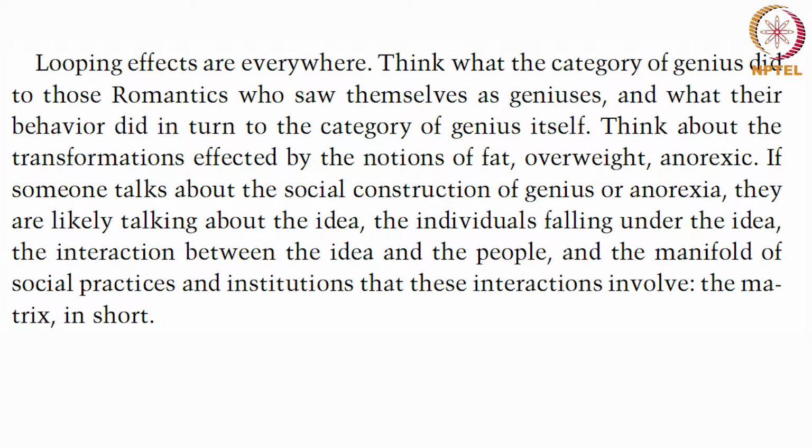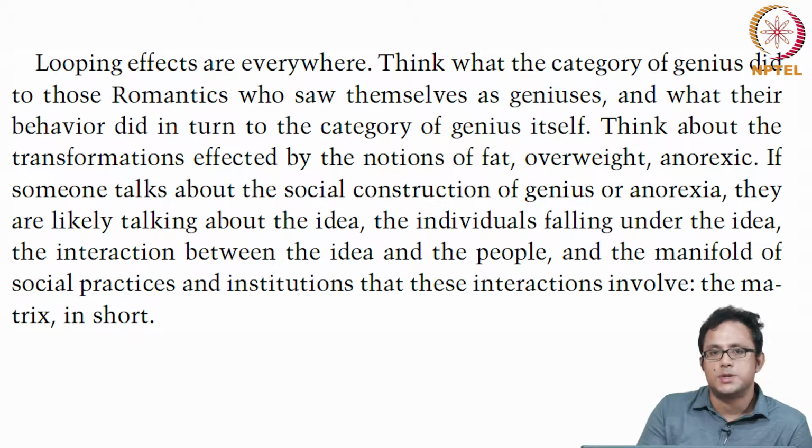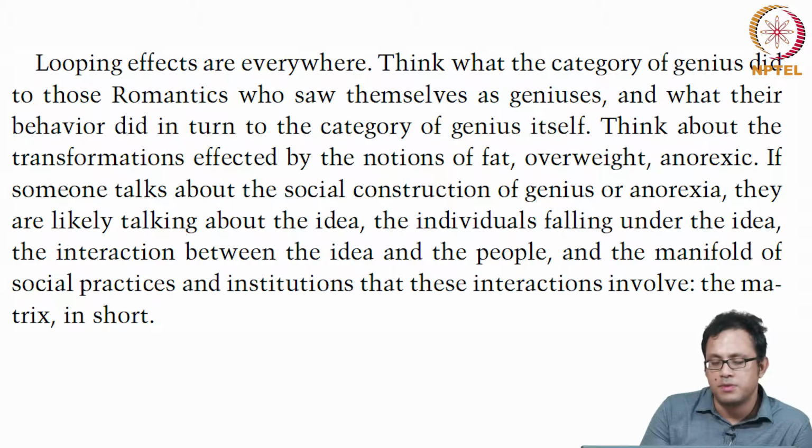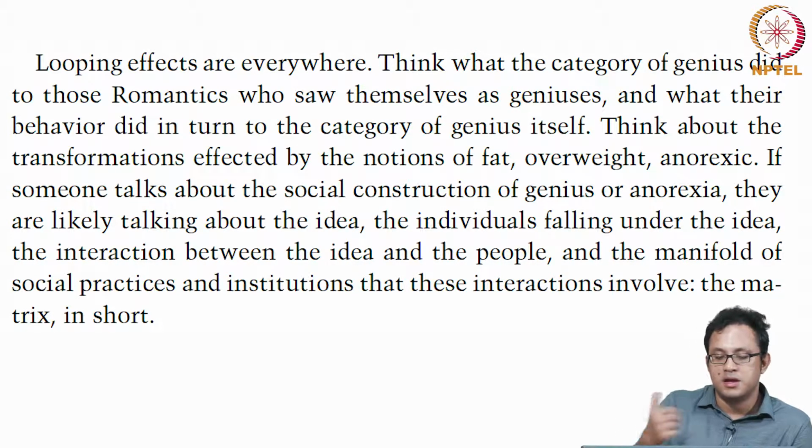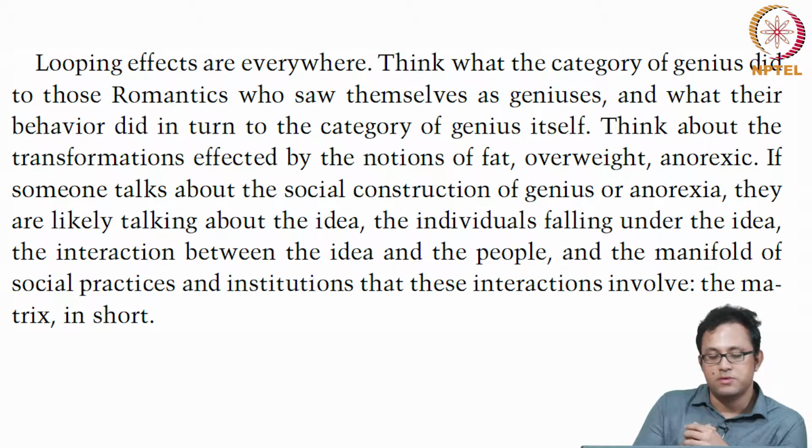Okay, so this concludes the introduction to The Social Construction of What?, but it's a very useful and provocative book in some sense, because it differs from a trendy way to analyze and examine cultural categories. It moves away from the fashionable way of looking at social categories and subcategories, and it ends with a very useful sentence, which is basically a revelation, where he says that when people talk about categories like genius or anorexia, they're talking about the idea, and by extension the individuals falling under the idea, and by extension the interaction between the idea and the people, the way the people interact with the idea, and the manifold of social practices and rituals and institutions that those interactions involve.